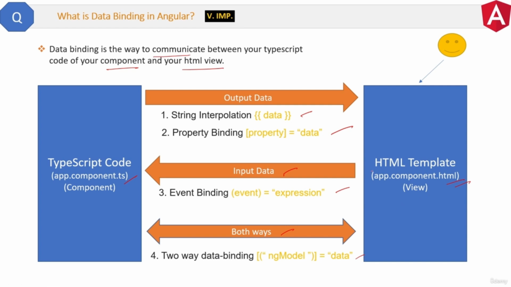One thing here, HTML template and view are the same thing. Also TypeScript code and component are the same thing. See, originally a component is a mix of HTML template, CSS and TypeScript file. But for simplification, we mostly say that this app.component.ts file is the component. So do not get confused by the name. So these are the four types of data binding technique which we will discuss in upcoming questions.